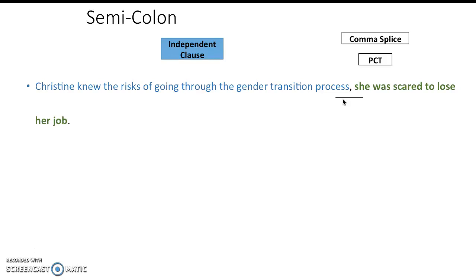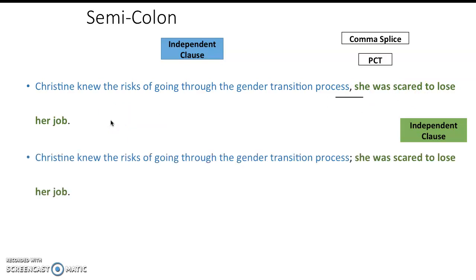Why is this? Because this is called an independent clause. Christine knew the risk of going through gender transition process. You could put a period there and it makes perfect sense. She was scared to lose her job. Also, it makes sense. This is another independent clause, right?